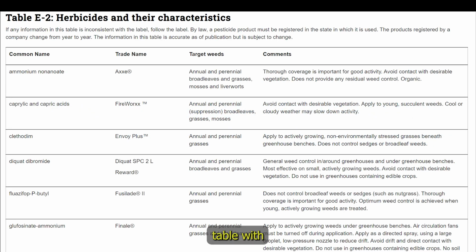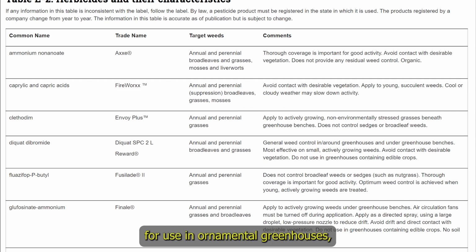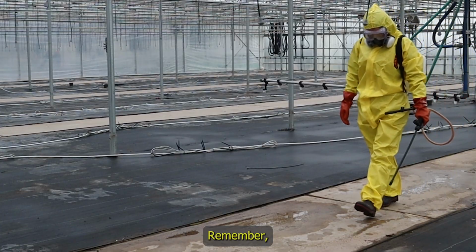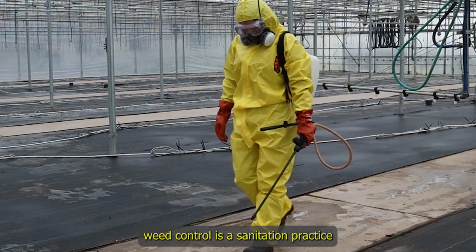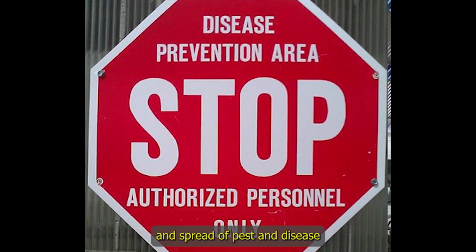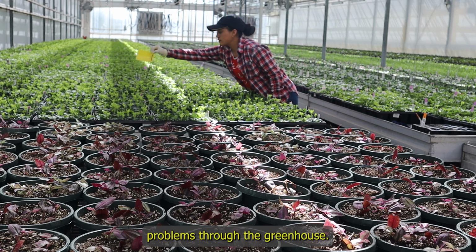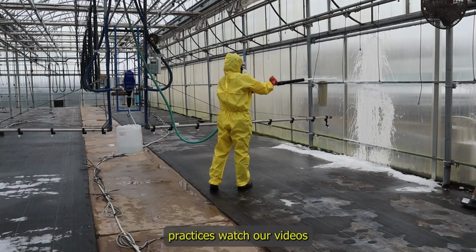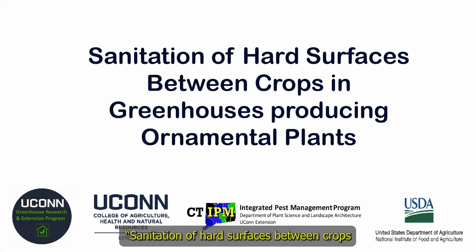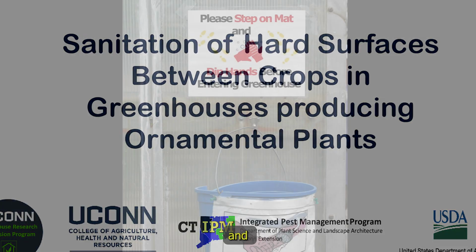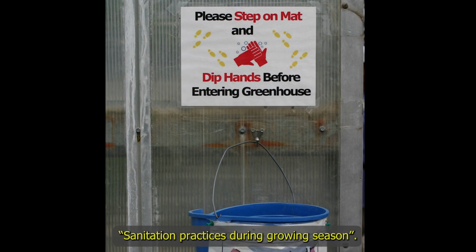Here is a table with herbicides labeled for use in ornamental greenhouses, information that you can find in the description of this video. Remember, weed control is a sanitation practice that prevents the introduction and spread of pests and disease problems through the greenhouse. To keep learning about more sanitation practices, watch our videos, Sanitation of hard surfaces between crops in greenhouse producing ornamental plants, and Sanitation practices during growing season.